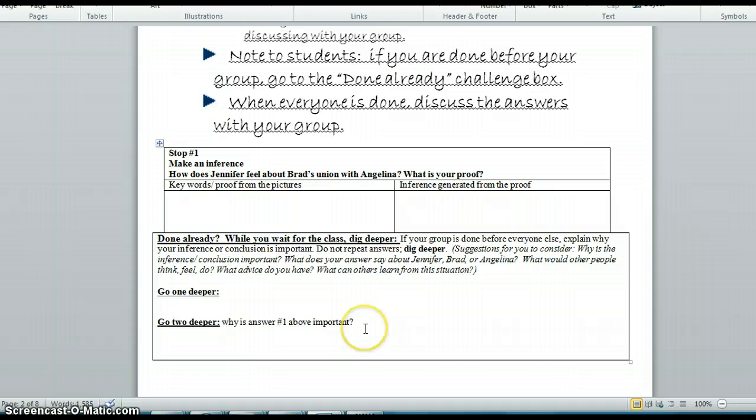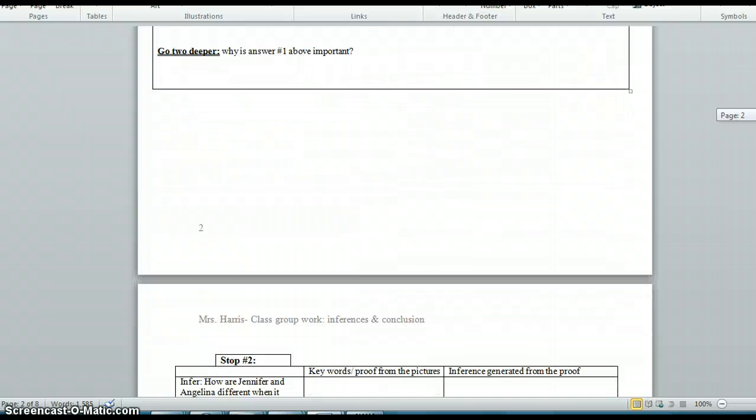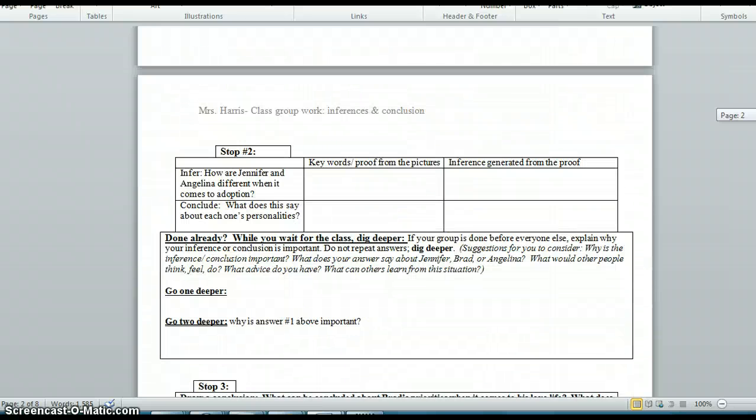Please respect them that you're working ahead and stop and discuss with your group. So you need to discuss with everyone listening. Discussion does not mean one person is writing and everyone else is talking. Everyone should be doing the same thing. Group roles should help you decide who gets everyone together.